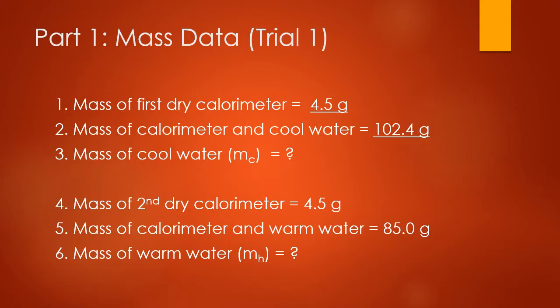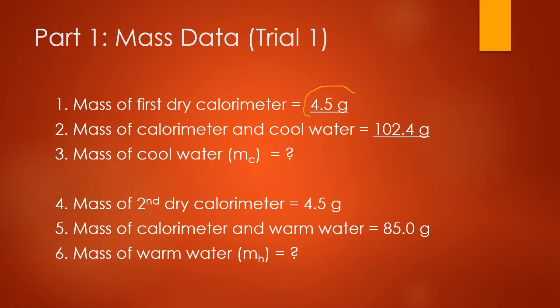So here's some mass data for trial 1. Before we take the temperatures of the hot and cold water, we first need to get the masses of the calorimeters. When I use the term calorimeter, what I'm referring to is that styrofoam cup with a lid. A calorimeter is just meant to insulate the water in the cup to make sure no heat energy is lost or gained, or at least very little lost or gained during the experiment.